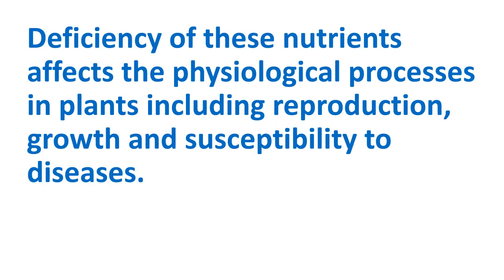Now, if there is deficiency of any of these nutrients, what will happen? The deficiency of these nutrients affects the physiological processes in plants. What are those physiological processes? For example, reproduction, growth and susceptibility to disease which occur in plants are affected by the deficiency of any of these nutrients. So that's why these 16 essential nutrients are required by the plants.